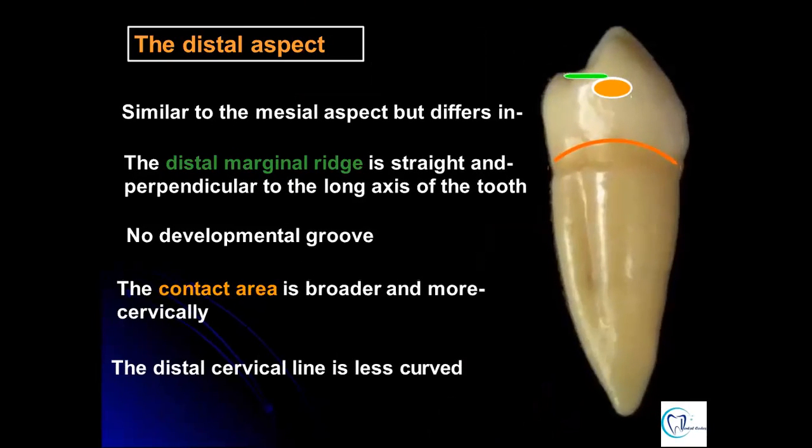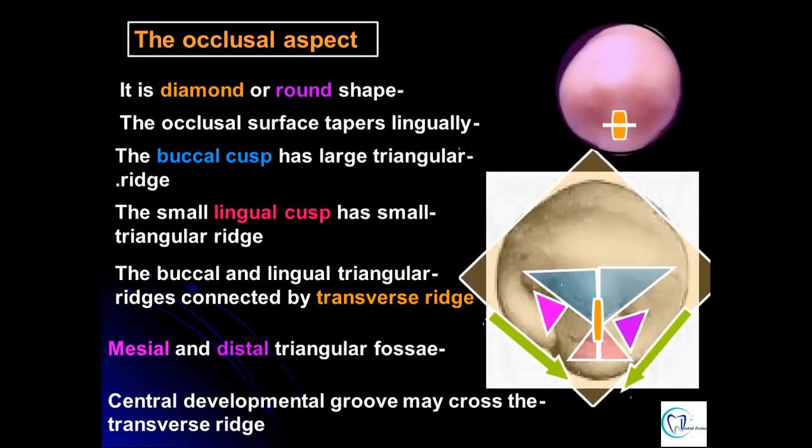When we see the crown and the root from the distal view, it is very much similar to the mesial aspect, but there are certain distinguishing features. The first thing is the distal marginal ridge is straight. However, the mesial marginal ridge was showing some inclination, and it is perpendicular to the long axis. There is no developmental groove, which was seen in the case of the mesial side. The contact area is broader and placed more cervically, and the distal cervical line is less curved in the first premolar. Now coming on to the occlusal surface, it is diamond or round shape.